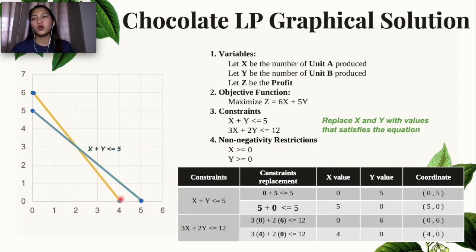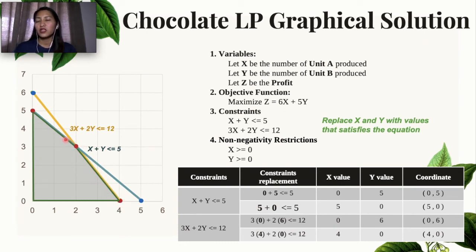So you have to draw a line to plot our second constraint linear function, which is 3x plus 2y is less than or equal to 12. So here is our second linear function. Now, kung saan sila nag-meet, ang tawag doon ay corner points. At yung area na yon is what we call feasible region.